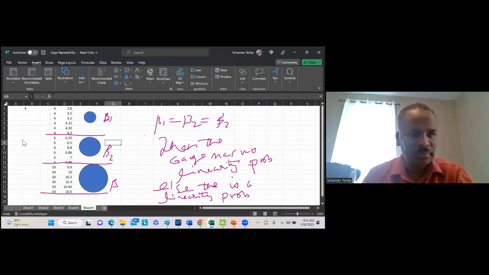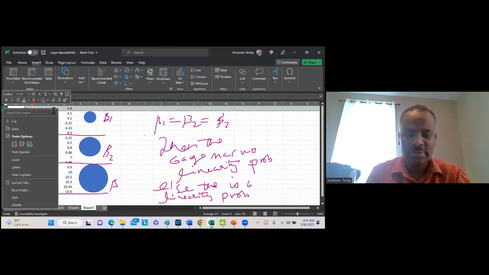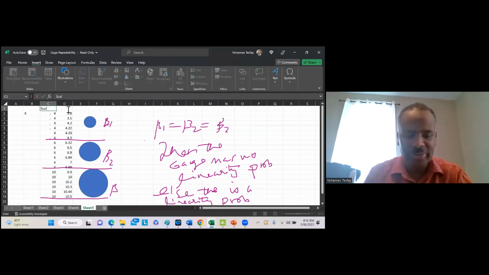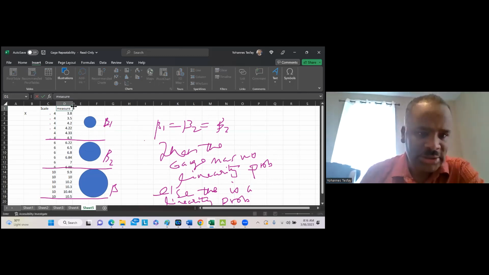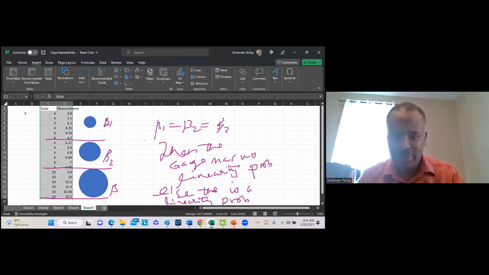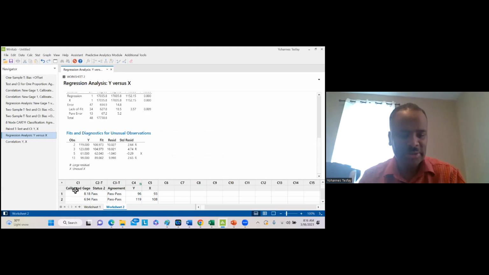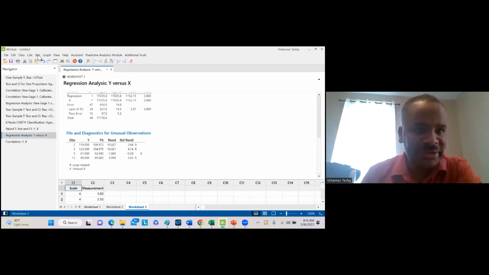So insert, so scale and measurement, just like that, okay. So we're going to copy this and put it in Minitab. Let me add that. Just put it like this. So start.